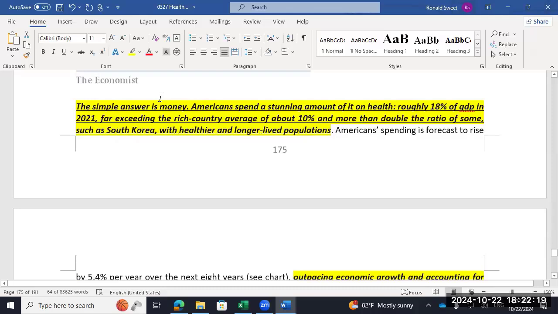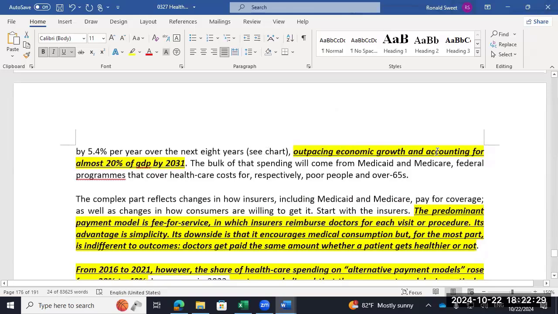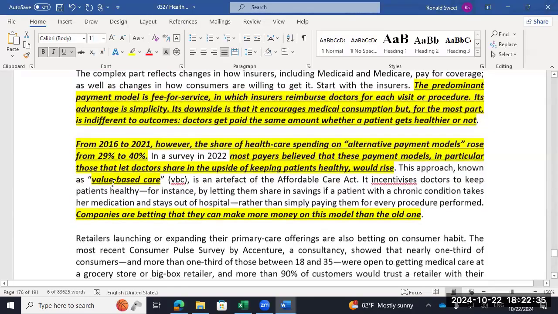We keep seeing it flipping between 16, 17, 18. And we spend a lot more than other countries that are healthier and live longer, outpacing economic growth and accounting for almost 20% of GDP in 2031 if we don't fix it.